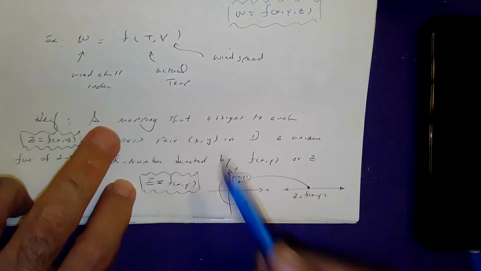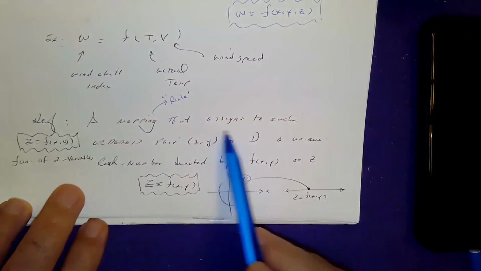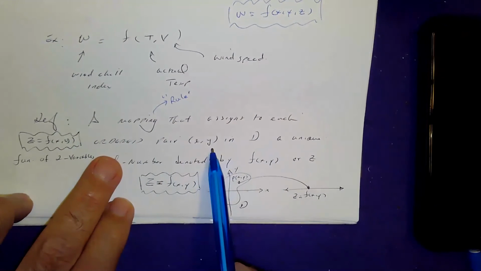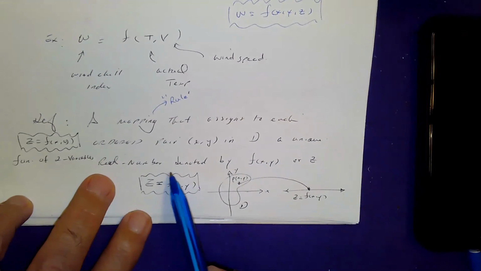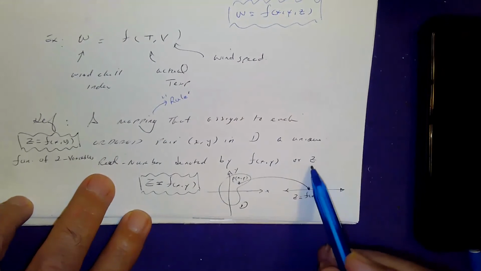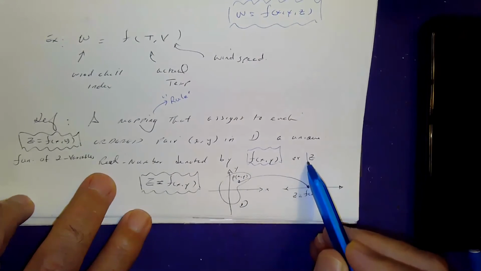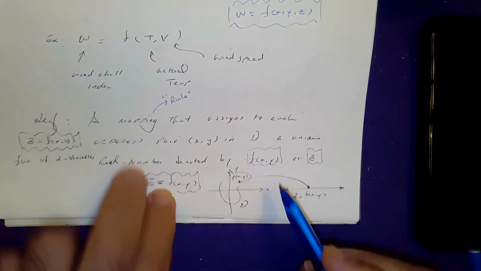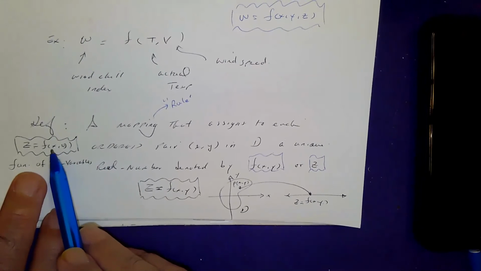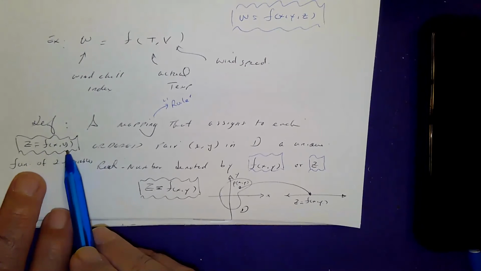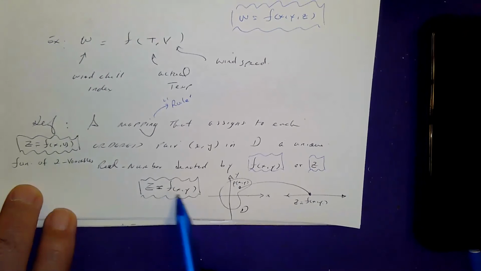Is a mapping. You know what mapping is. Mapping means it's a rule that assigns to each ordered pair in the domain, D is the domain, a unique and one-of-a-kind number on a number line, which is known as f of x y, which is the nickname for z. So remember, when you have z, that's also denoted in function of several variables as a function of x y. So either you use f of x y or just simply z, it means the same thing.